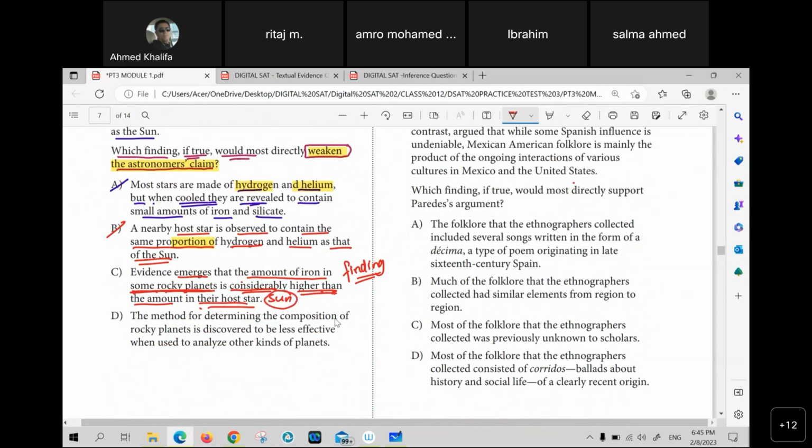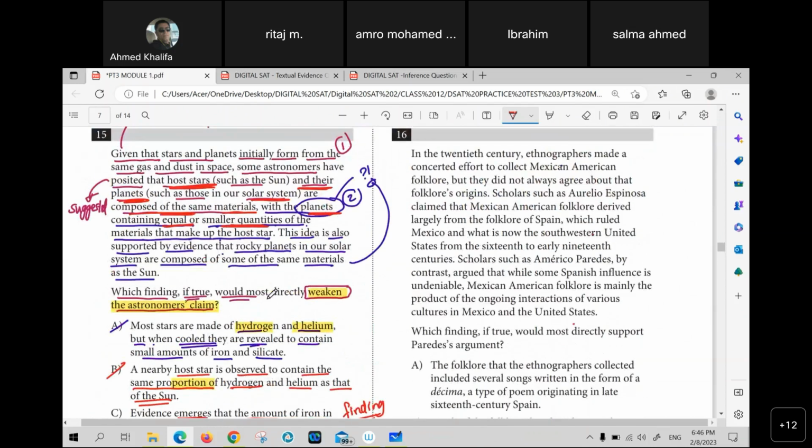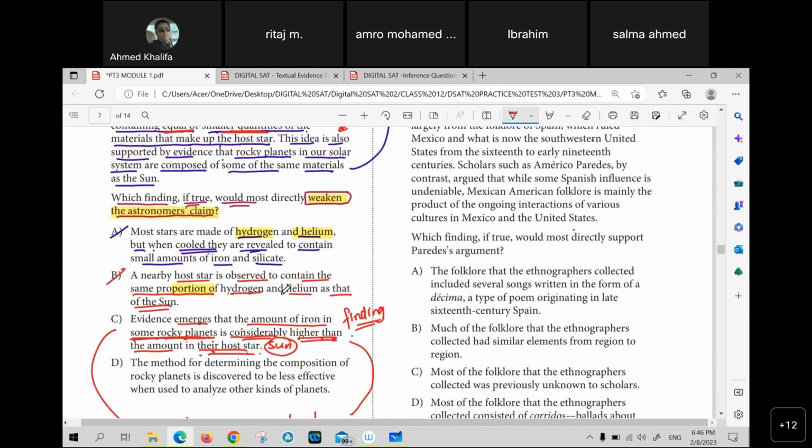Is it higher? Mister, in the passage he said what? Of the same materials, right? And then what else? He said containing equal what? Equal or smaller quantities in the planets. You are coming here to say these planets are considerably higher than the amount in their host stars. This is opposite to what is mentioned here. Do you agree with me? In that case, this point undermines or weakens.